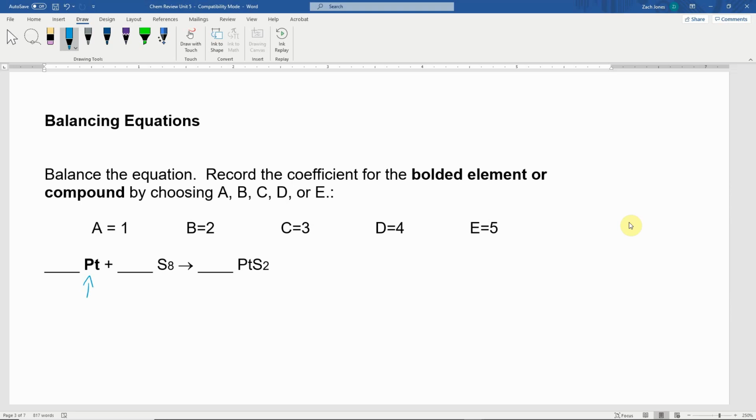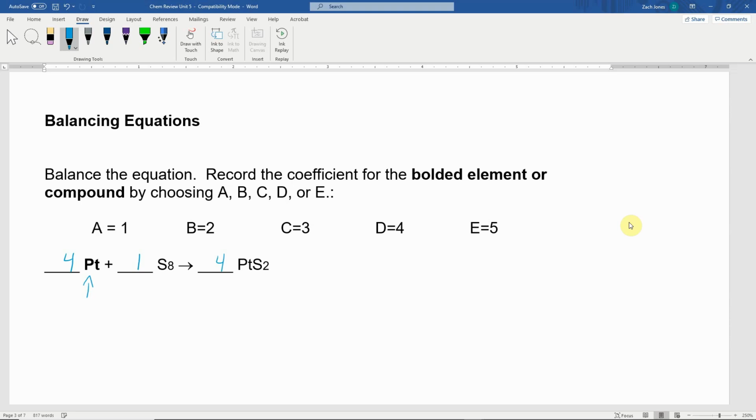All right, I'm going to show you how I'm going to do it, and I'm not going to think too far ahead, because you remember, just one element at a time. The PTs are actually balanced. There's one of each. So I'm going to do the sulfurs. If I'm going to have 8 on the left, I'm going to need 4 over here because 4 times 2 is 8. Now I have 4 PTs, so I'm going to put a 4 there, and I think we're balanced.